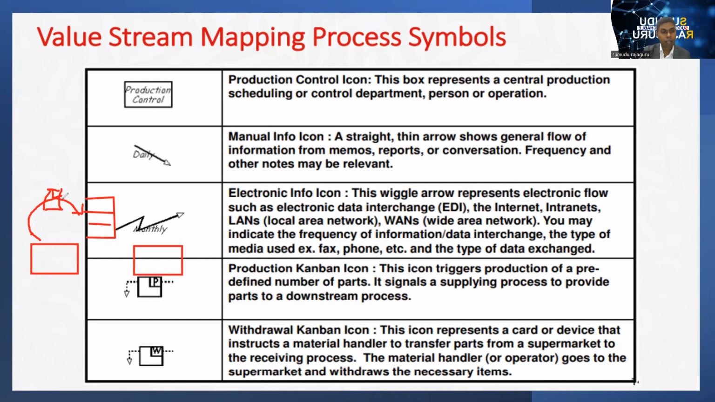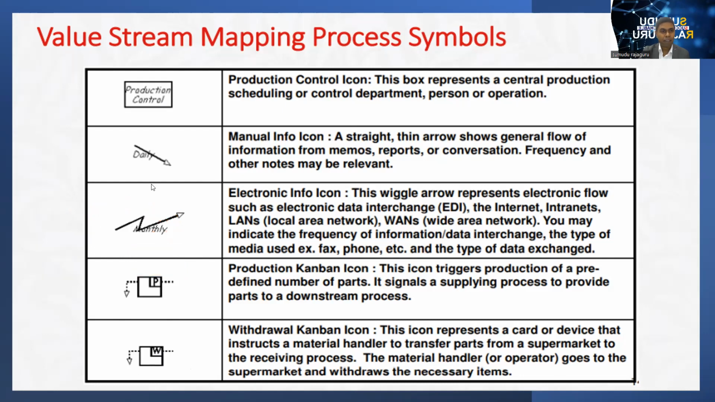It is called a production card. If we draw the same arrow like this, draw the box in here, and denote the letter W in here, that is called withdrawal Kanban. That means we are taking some goods out of the supermarket, withdrawal. So this is called production Kanban and this is called withdrawal Kanban. The production and withdrawal Kanban we can use with the supermarket. Most of the time we use them in a future value stream mapping activity.